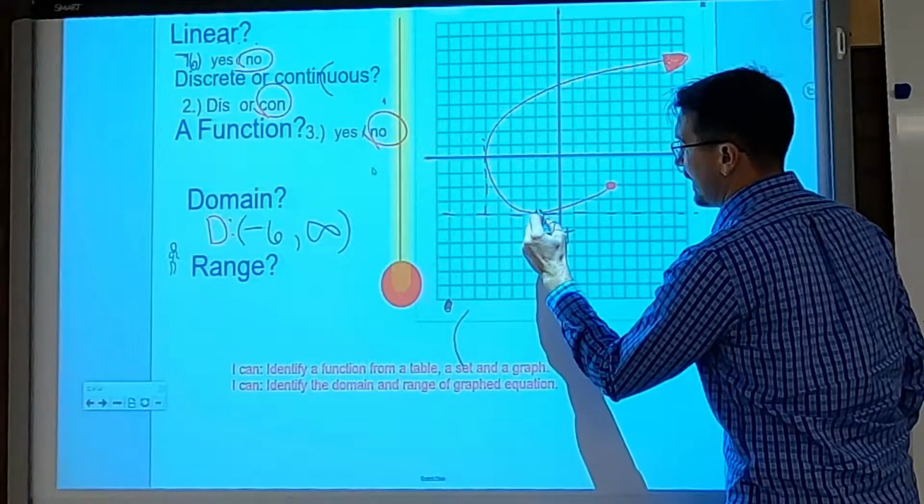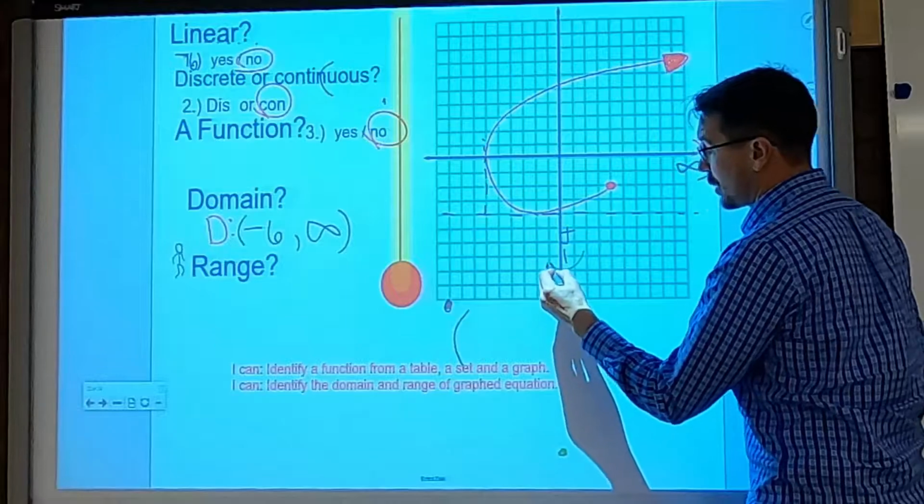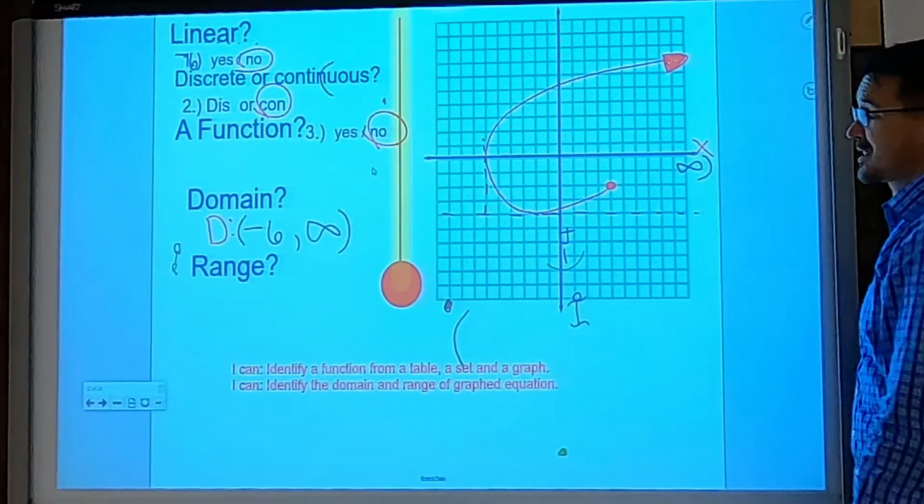If this had a point on it like this, then I would say, oh, it's definitely included. But it doesn't have a point. So all I can say is it's approaching that -4, which means it's not necessarily included.